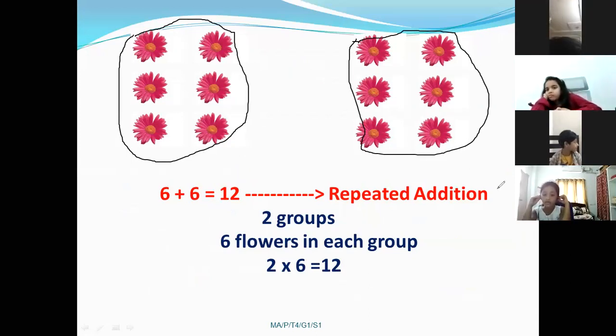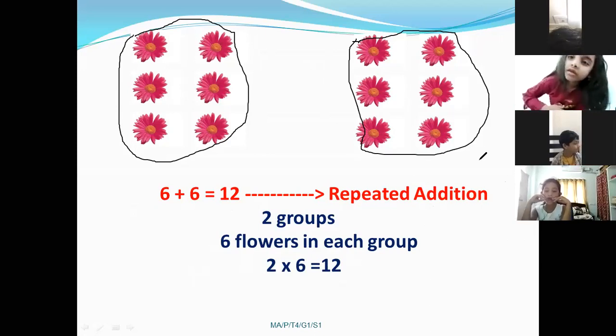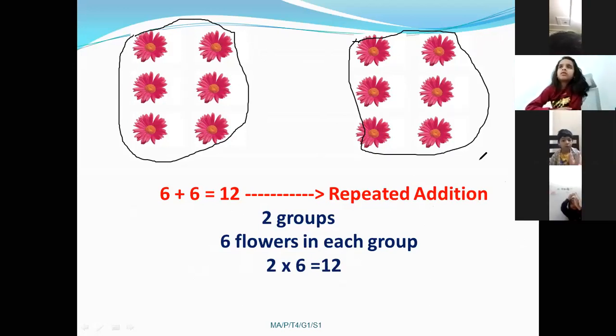Yes, children, you all can count here. In one group, there are 6 flowers. Okay. Bhanu, you tell me how many groups are there? Yeah, look at your screen, Bhanu. And in one group, how many flowers are there? 6. Very good. So you know how to identify the group and count the number of objects in one group.